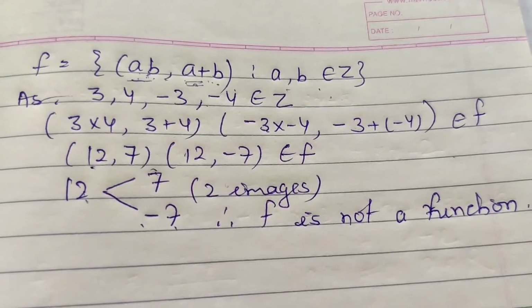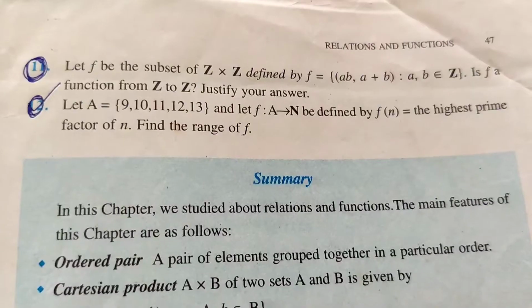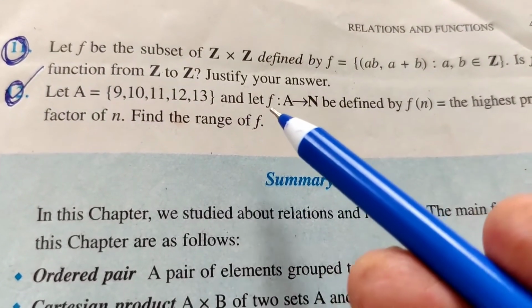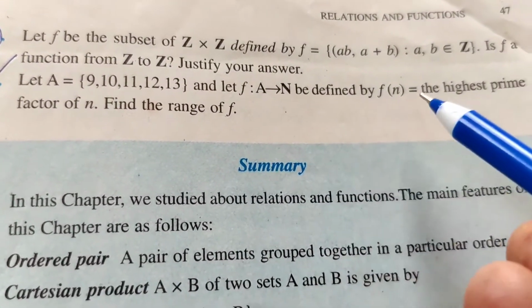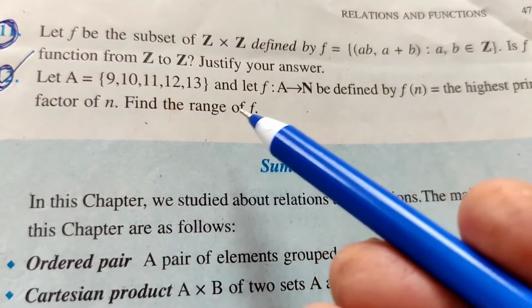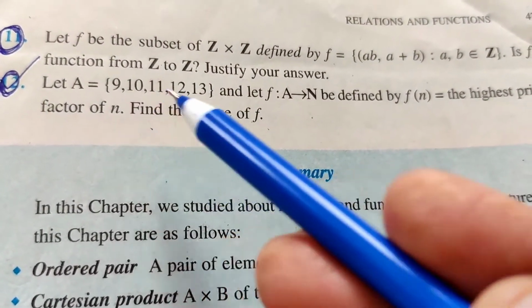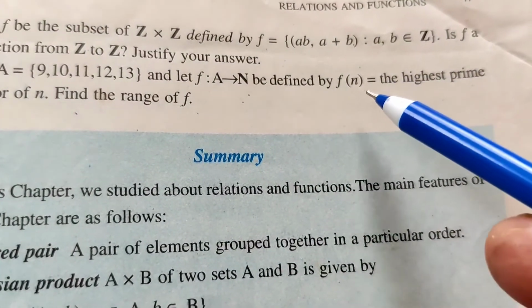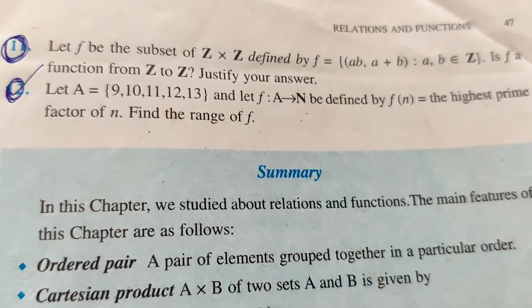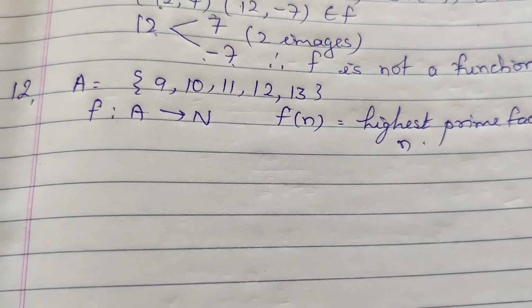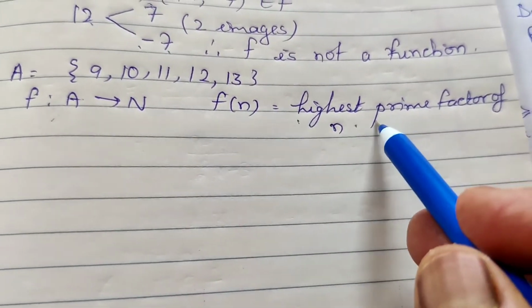Okay, next question, last. Let A equal {9, 10, 11, 12, 13} and let the function f from A to natural numbers be defined by f(n) = the highest prime factor of n. Find the range of f. Set A is defined to natural numbers, and the function is the highest prime factor of n.